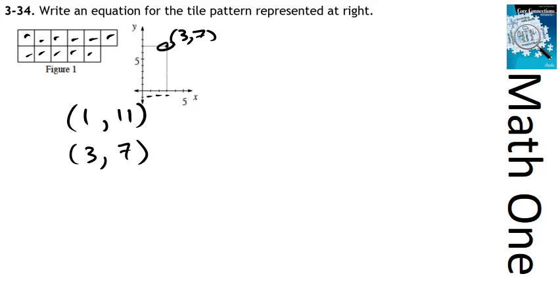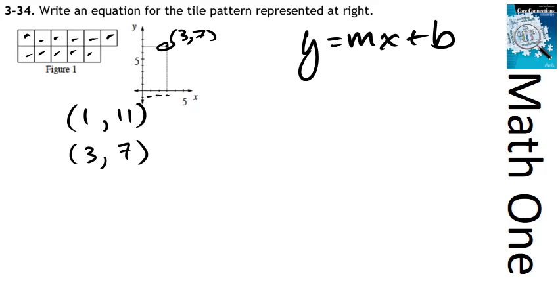So if that's representing a tile pattern, and I want to figure out what the equation for that tile pattern is, probably what I'm going to do is figure out the slope and the y-intercept. So the slope and the y-intercept are my two parameters that I need. If I knew this one parameter m, the slope, and if I knew the other parameter b, the y-intercept, that would be enough information to assert the line. So what is my slope?